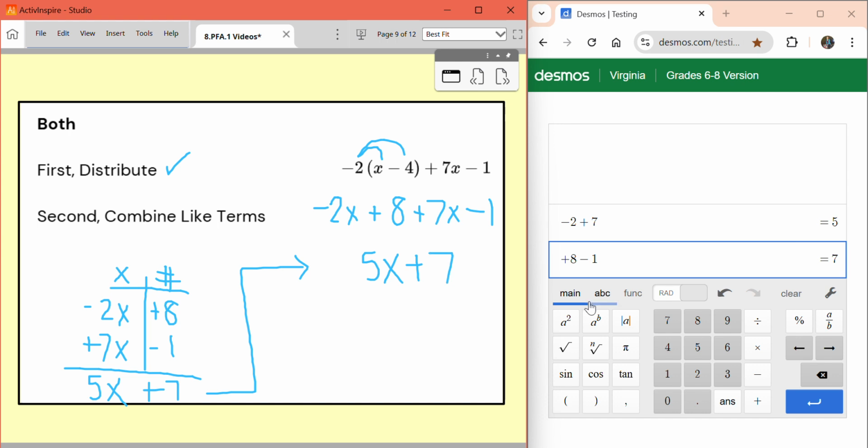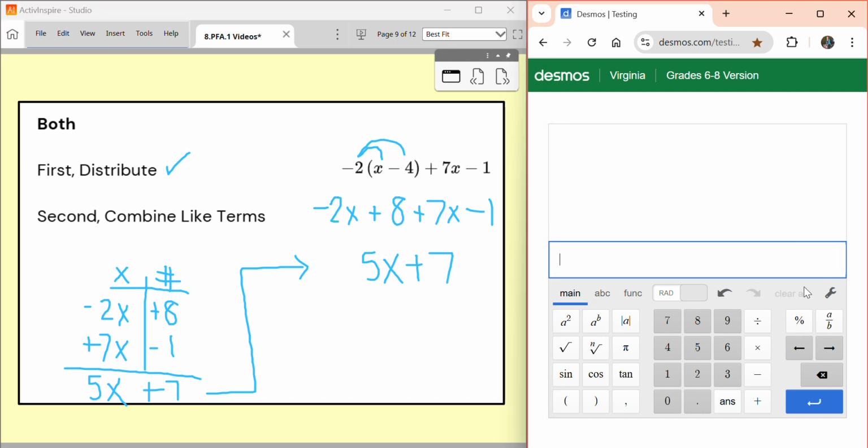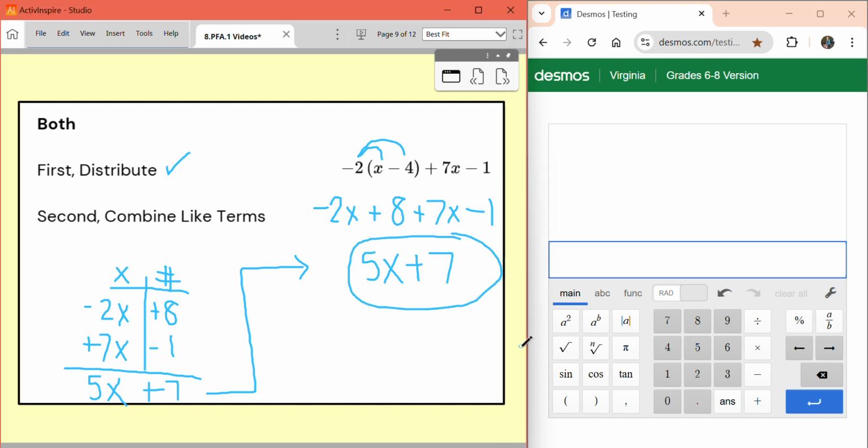Remember, when we're simplifying an expression, we're not solving. So we have to do some work by hand. We can't just do it in Desmos. And also, we're not just going to get a single number most of the time. We're going to end up with an expression, meaning we're going to have a term with a variable and a term without. Okay? Or at least that's what it means in this case.